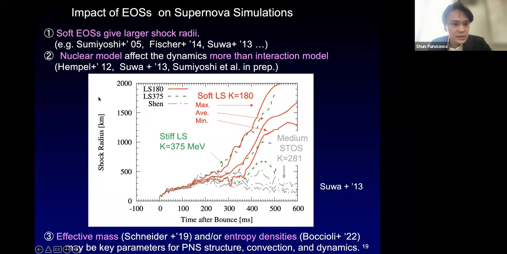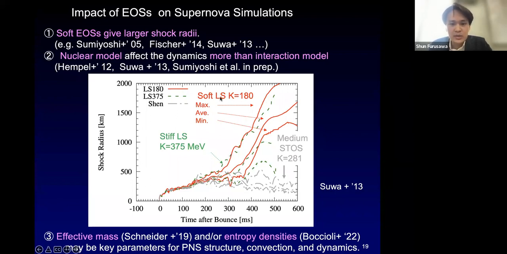Suwa compared three equations of state in 2D supernova simulation. The red line shows soft LS EOS, incompressibility parameter is about 180. The green line corresponds to stiff LS EOS. And the gray line corresponds to Shen EOS, STOS EOS. The three lines correspond to maximum, average and minimum radius of shock waves.